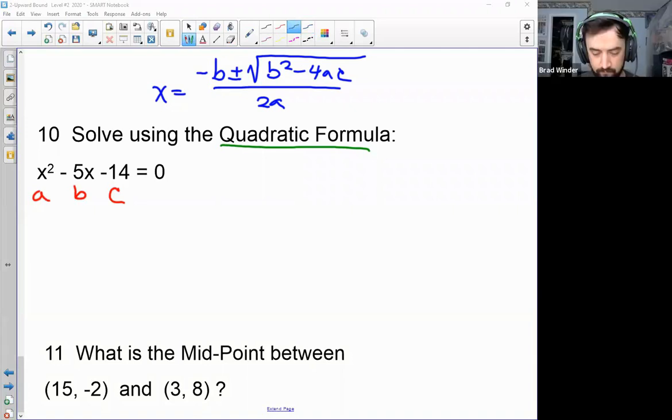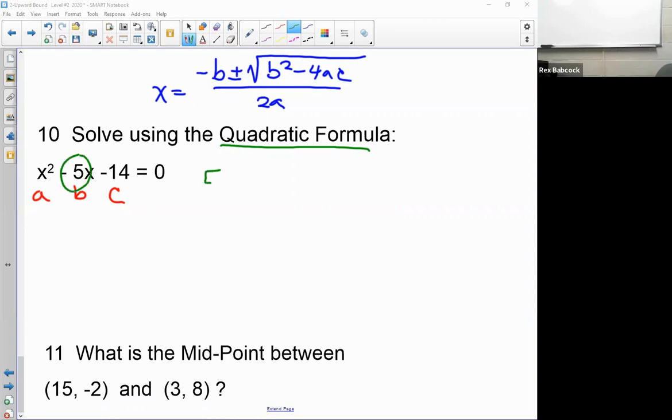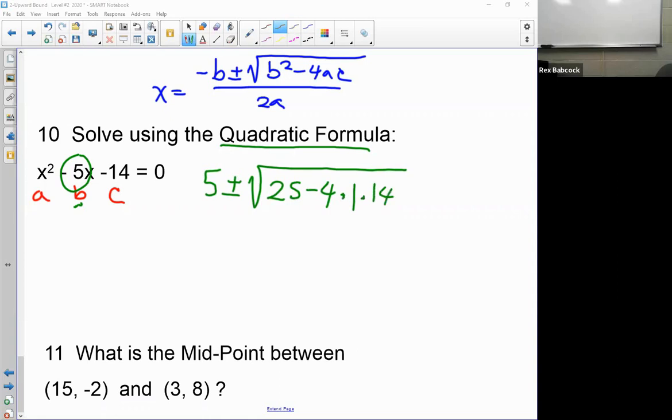Okay, so if I'm solving this one, it is the opposite of b, which is 5. 2 answers, plus or minus. The square root of b squared, negative 5 squared is 25. Subtract 4, always the number 4, times a, in this case, which is 1, times c, which is 14. And it's a negative 14, so this goes to plus, all over 2a. 2 times 1 is 2. Now that's the answer, but nearly always they expect you to do the arithmetic, so let's do that.